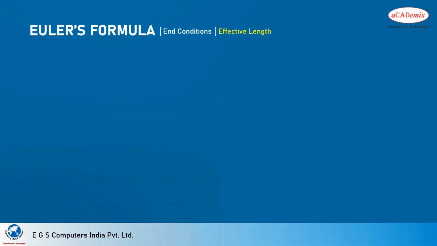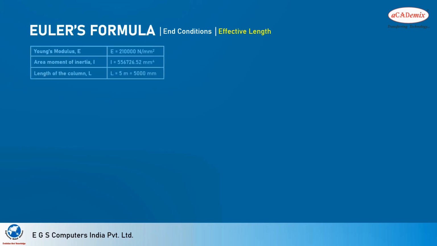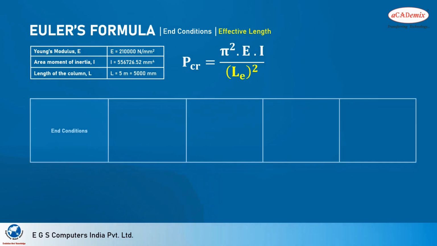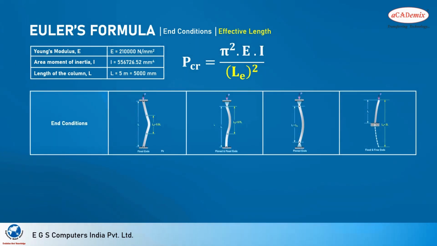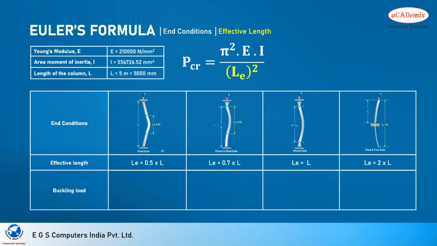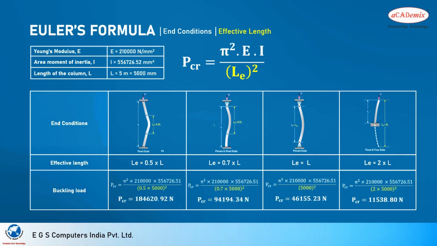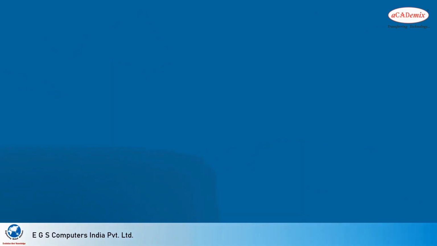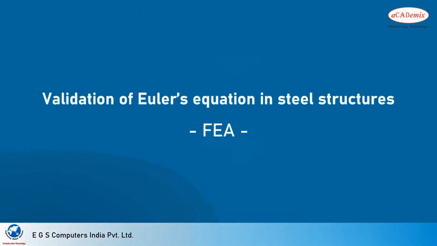Let's check out what the values of buckling load are if the same structural column is used in different end conditions. We have the end conditions, and we know the effective length in each condition. Applying Euler's relation, we get the buckling load in each end condition. We have gone through the analytical method. Let's go through the FEA method.